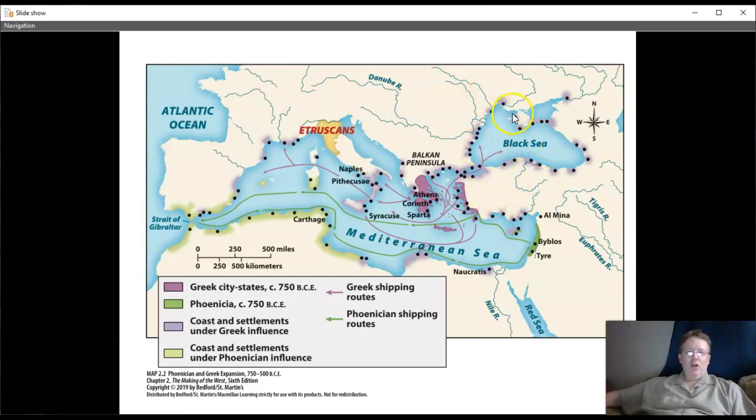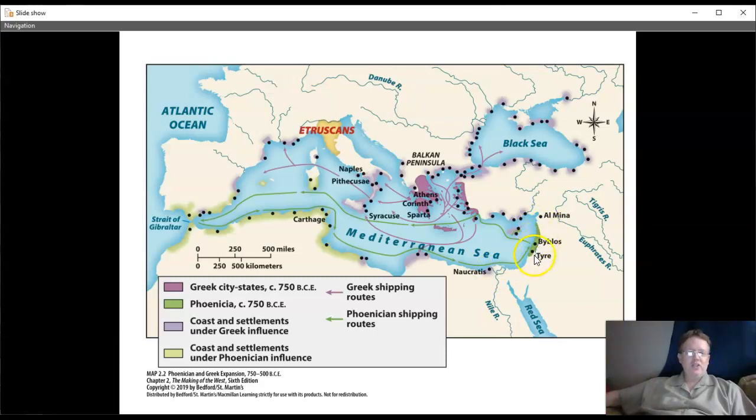Into the Black Sea, all around the Black Sea. This is getting up into Central Europe. I mean, this is Russia. What is Russia today? Getting up into there. Mediterranean, or the Mesopotamia here. Egypt here. You have Greek cities. This is in Egypt, basically. Here we have Greek territories.